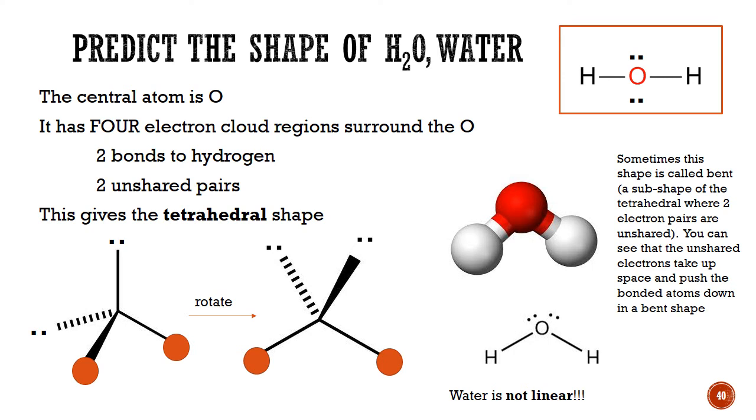And often when you're drawing the molecule, you don't have to draw the unshared pairs in, but you do need to know that they're there because they do give the overall shape to the molecule. So again, sometimes this shape is called bent. Now, if I said, what is the shape of this molecule, your first answer should be tetrahedral, but if 2 of the 4 are unshared pairs, then we call that bent. And in fact, you can see that the molecule looks bent.